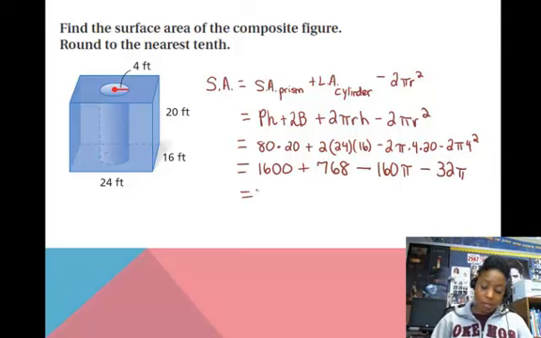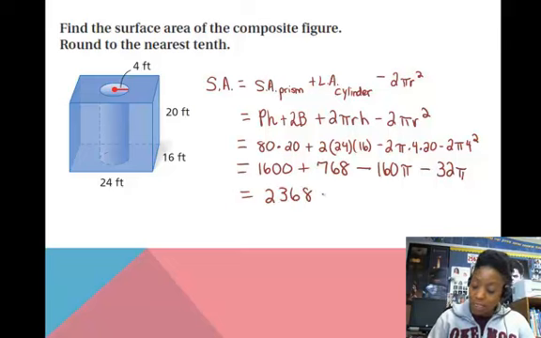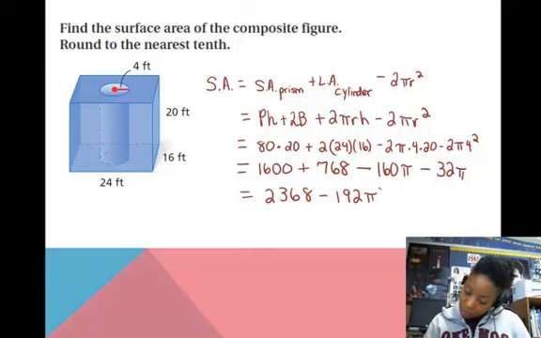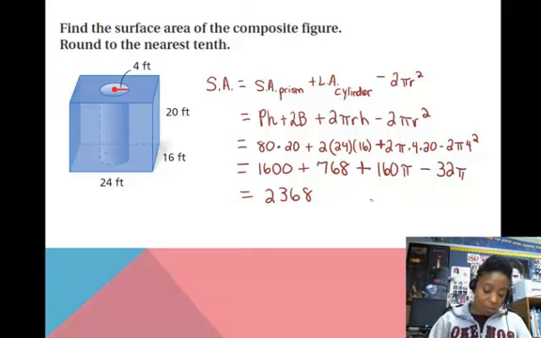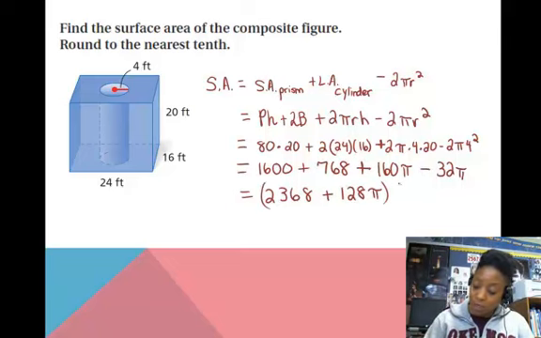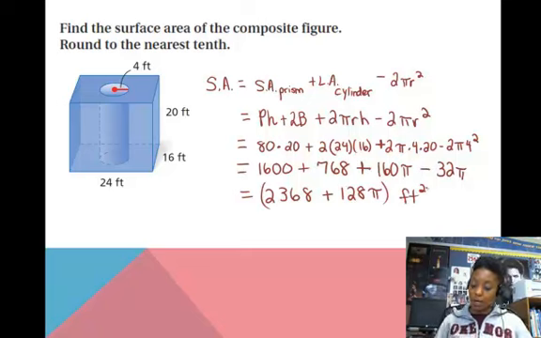All right, almost there. So if we sum those up, we end up with 2368 minus 192 pi. Now I'm wondering why I'm subtracting that. I should not be subtracting that. I'm sorry. This should be adding. And that would not be that. It would be 160 minus 32, which would be plus 128 pi. And this whole thing is in square feet.